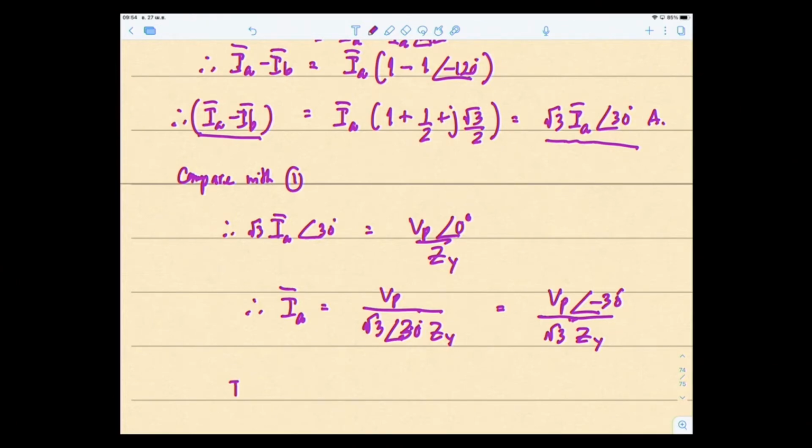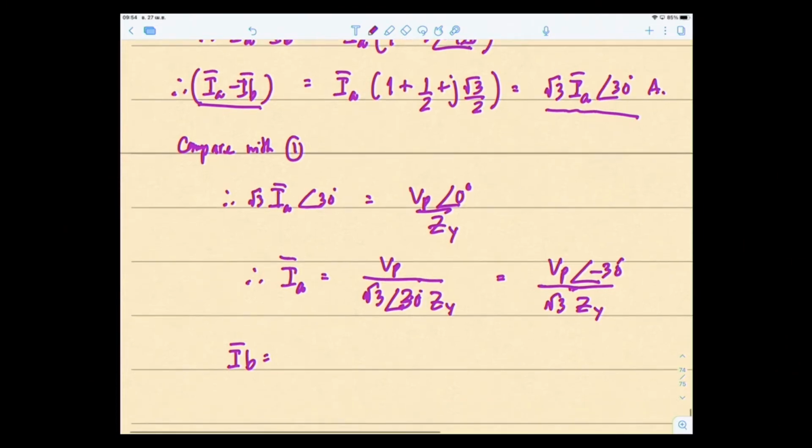Then of course IB would then be minus 120 degrees behind IA. So it will be IA minus 120 degrees, and IC is of course ahead of IA by 120 degrees, amps. So therefore these are your line currents.